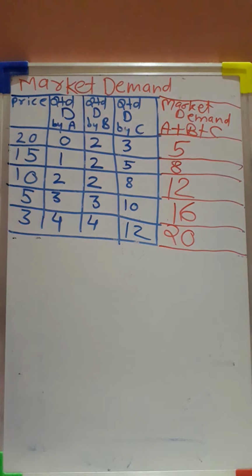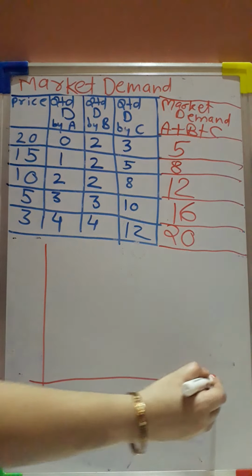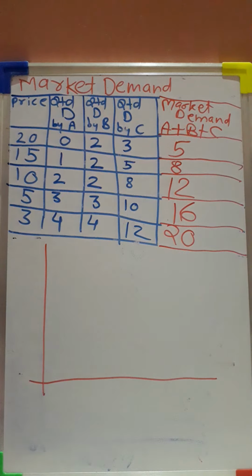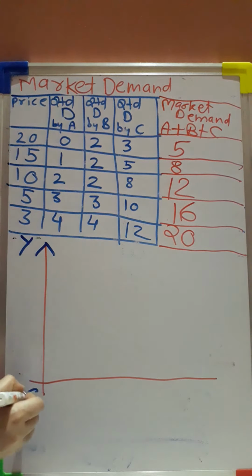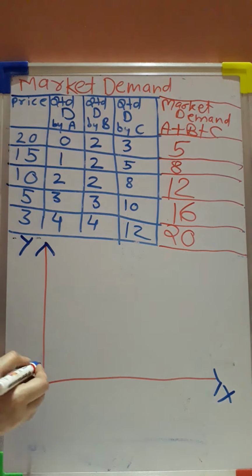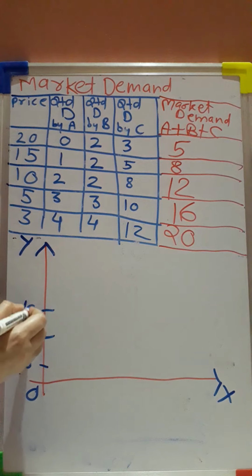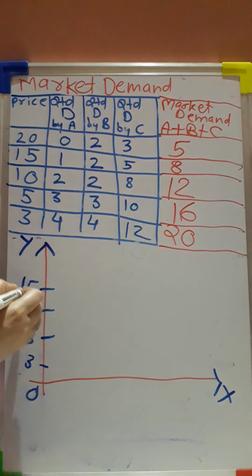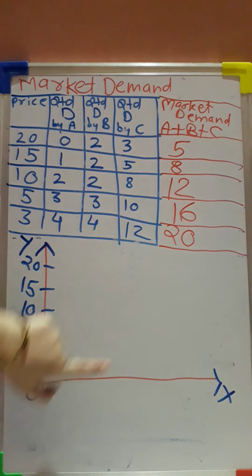Now how to draw diagram on the basis of this? So for diagram, first of all we'll draw y axis and x axis. So this is our y axis and this is our x axis. On y axis we'll take price. So price starts from 3, 5, 10, 15, 20, and on x axis we'll take demand.